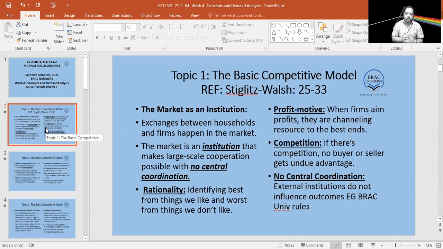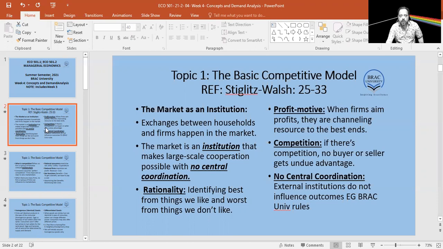Now, what is a market? A market is a place where exchanges between households and firms happen. The market is an institution in the sense that it makes large-scale cooperation possible with no central coordination. What does cooperation mean? If I want a loaf of bread, I go to the market, I find a bread seller, and then I just buy the bread.